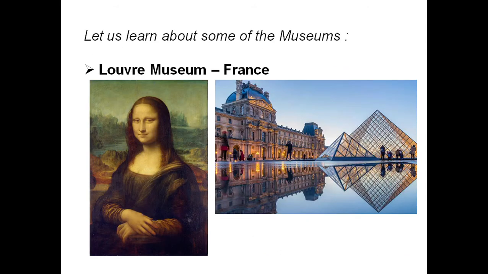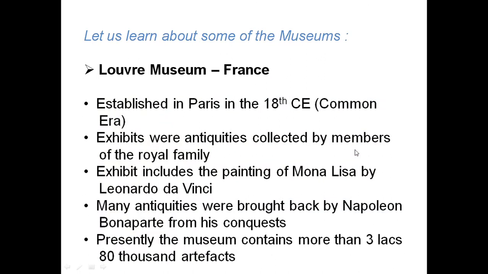Let us learn about some of the museums. The Louvre Museum in France was established in Paris in the 18th CE, that is Common Era. Exhibits were antiquities collected by members of the royal family. The exhibit includes the painting of Mona Lisa by Leonardo da Vinci. Many antiquities were brought back by Napoleon Bonaparte from his conquests. Presently, the museum contains more than 3,80,000 artifacts.